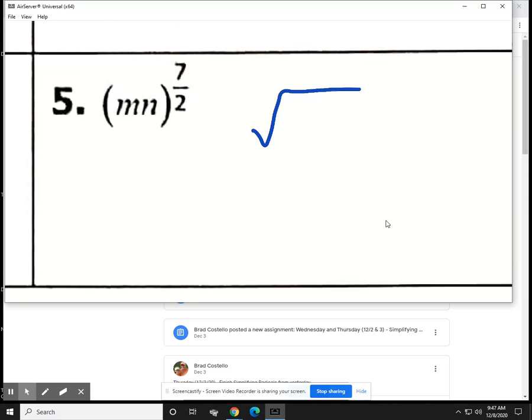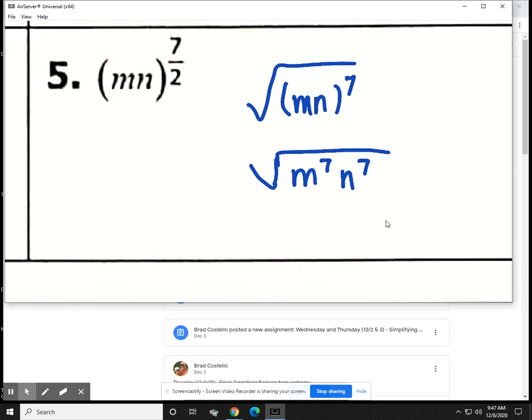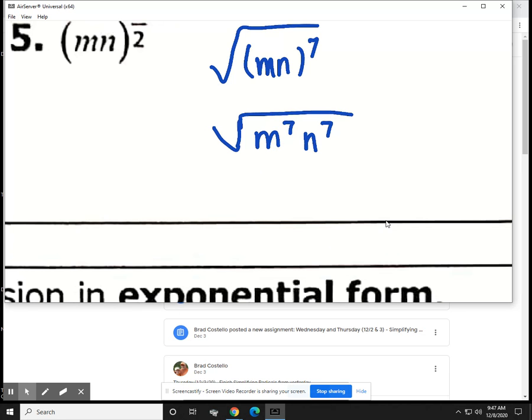This time, what's underneath that radical? Mn. But it's raised this time to what power? So it all needs to be raised to the 7th power, correct? All needs to be raised to the 7th power. That means that m needs to be raised to the 7th power and n needs to be raised to the 7th power. The only reason I do that is because will 2 go into 7?